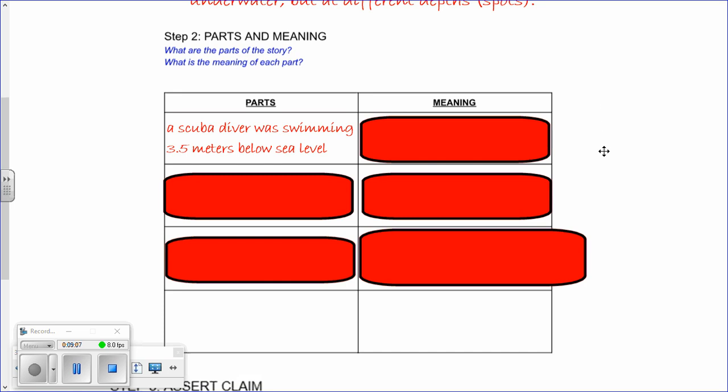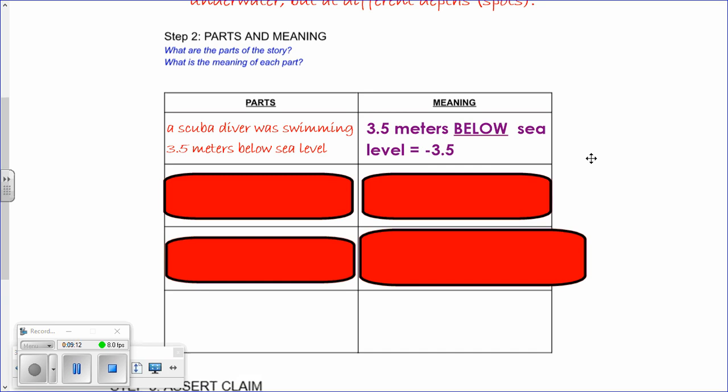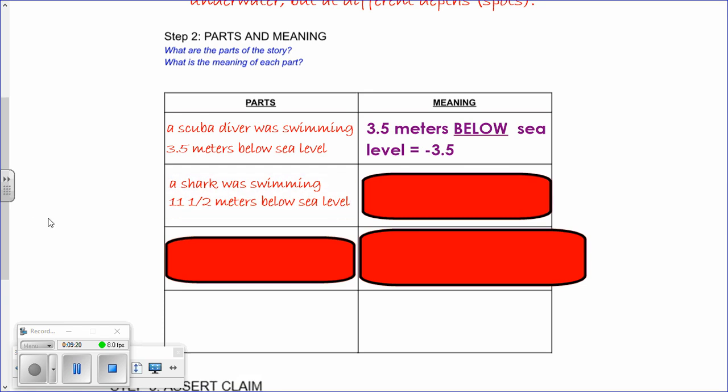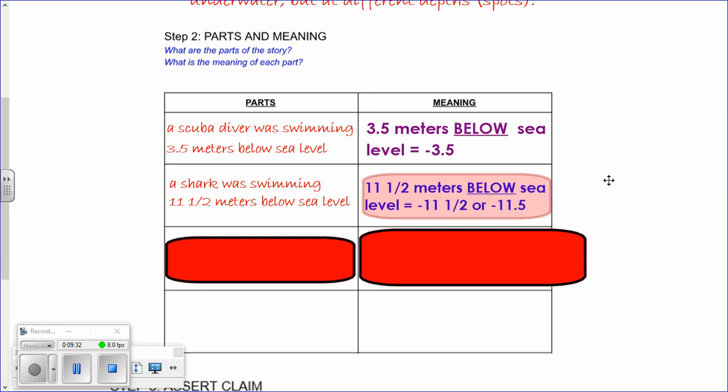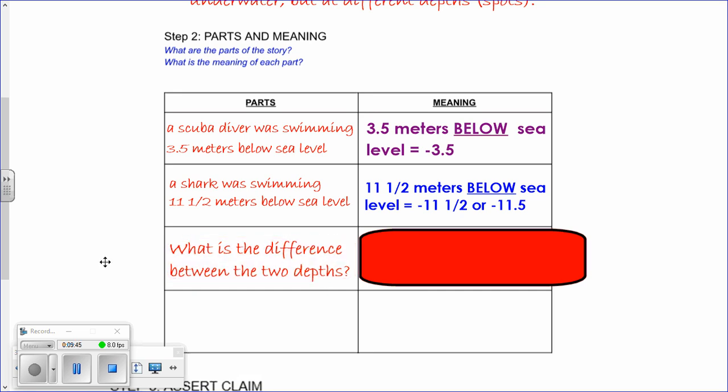So like I mentioned before, that word below is very important because that means that we are at a depth of negative 3.5 meters. Anytime it says that we are below sea level, we want to represent that with a negative number. The next sentence tells us about the shark's position. It says the shark was swimming 11.5 meters below sea level. Again, since that shark was 11.5 meters below, we know we're going to represent that with a negative 11.5, which I got just by typing that into my calculator or knowing that 1/2 is the same thing as 0.5. The third and final part was the question, what is the difference between the two depths?